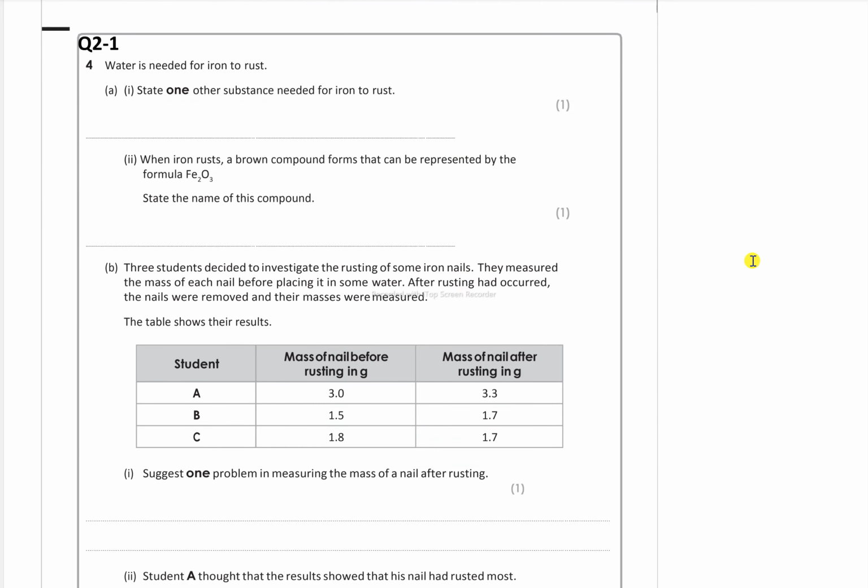Right. What is needed for iron to rust? One of the substances for iron to rust, we said oxygen. You could put air, but it's safer to put oxygen because if they get a bit tight on the mark scheme, air might not cut it.